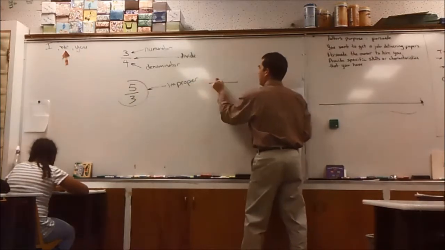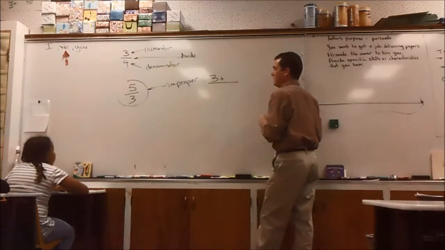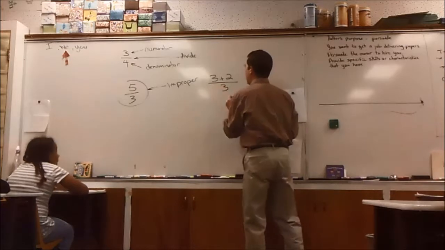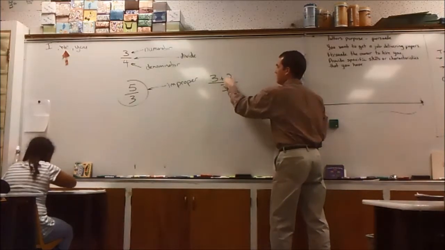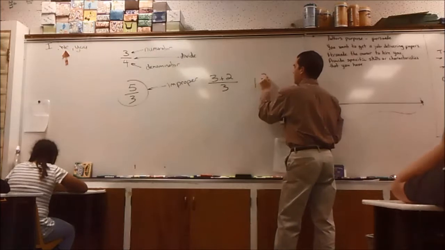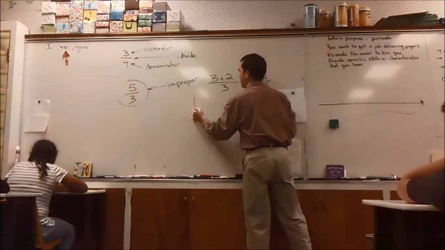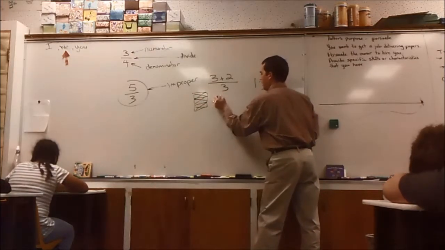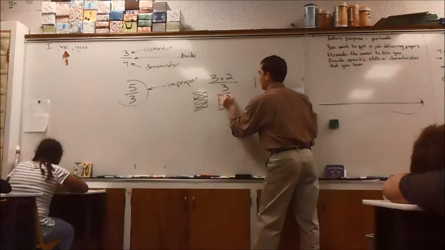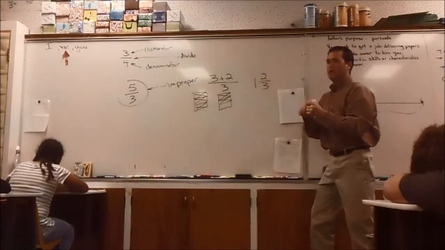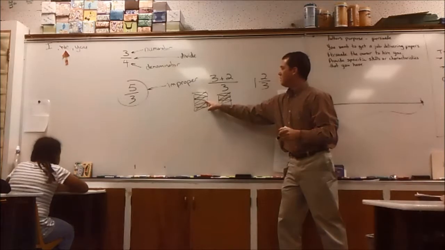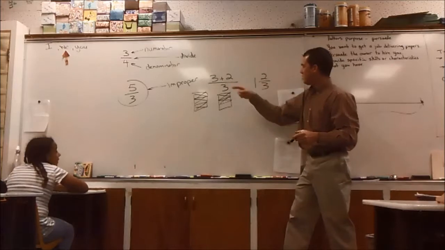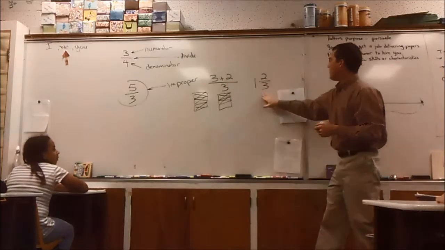Like this guy. 3 plus what equals 5? 2. 3 plus 2 equals 5. So we've got 3/3 and 2/3. So we've got 1 and 2/3. Okay? 1, 3/3 and 2/3. What do we have all together? Count them up. Look at the board. Count them up. 1, 5. 5/3. Okay? Improper fraction. Now we have this.